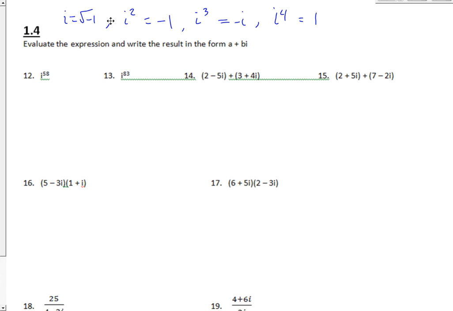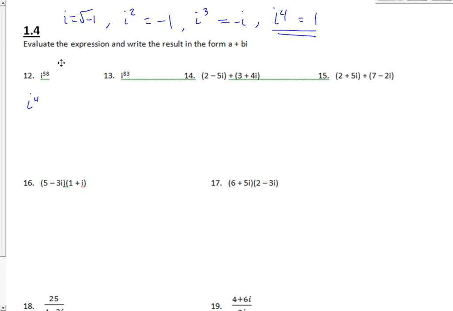So if you think about those exponential values and how they affect each other, you can see how that works. But knowing that i to the fourth is equal to 1, I want to see how many times I have i to the fourth in my current exponential value here. So I have i to the 58th.